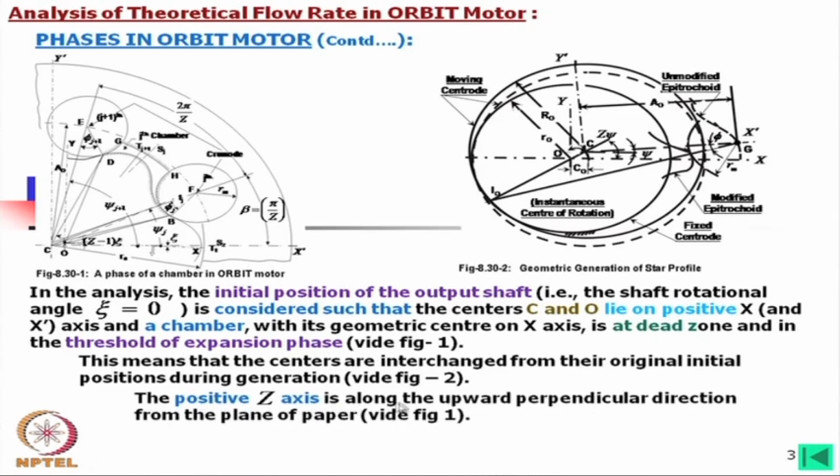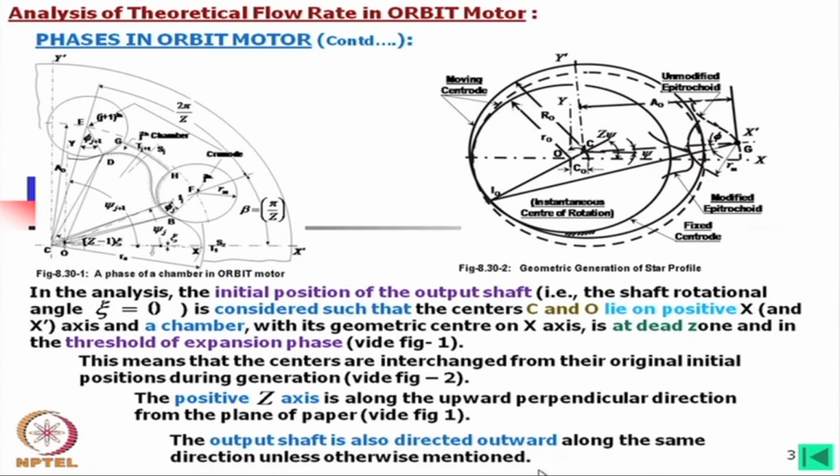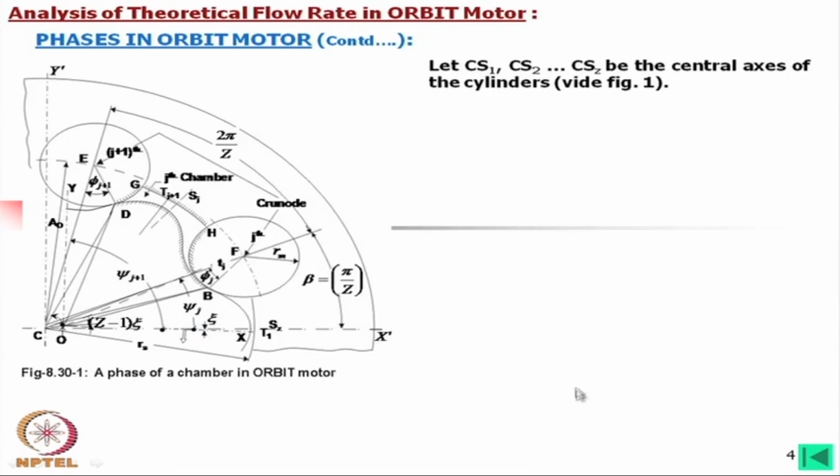Now, the positive z axis is along this z. Do not confuse it, this z is not the number of lobes, but the z axis. We have the x axis, y axis, and the z axis is in the upward direction perpendicular to the plane of the paper, which coincides with the axis of the output shaft. The output shaft is also directed outward. So, the z axis coincides with that, which I have just told you.